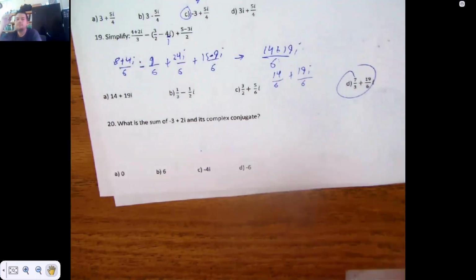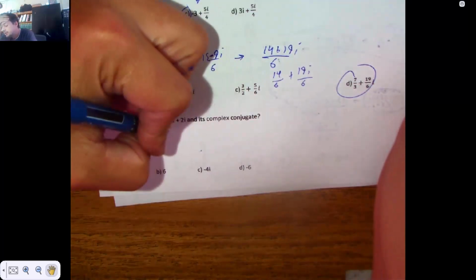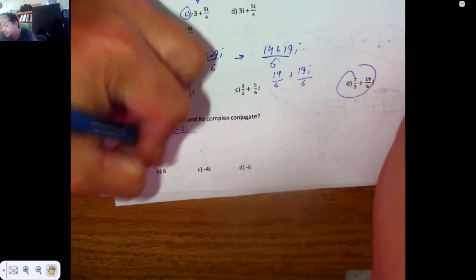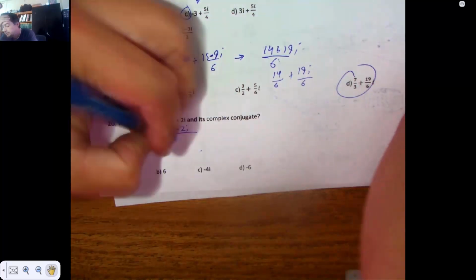The sum of -3 plus 2i and its complex conjugate. Its complex conjugate is -3 minus 2i. And I just add: -6, and there are no i's.